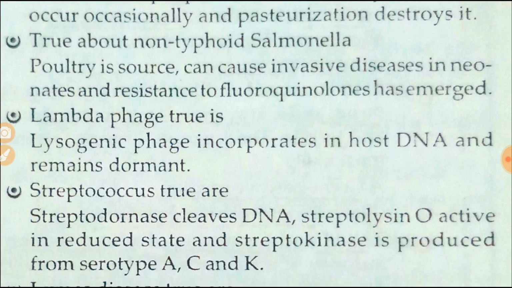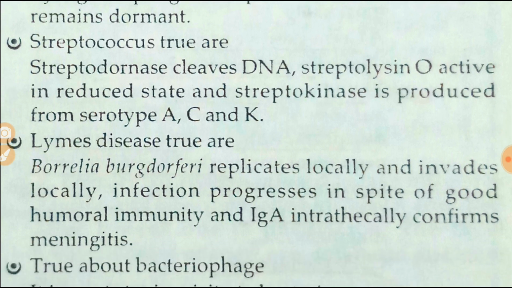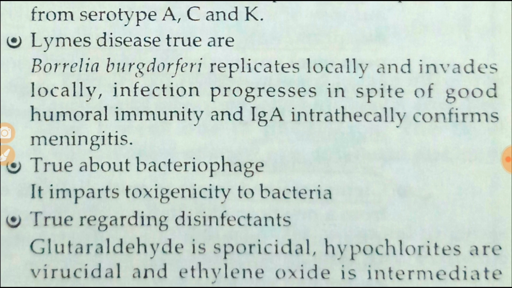Lambda phage: the lysogenic phase is incorporated in host DNA and remains dormant. True about Streptococcus: streptodornase cleaves DNA, streptolysin O is active in the reduced state, and streptokinase is produced from serotypes A, C and G. Lyme disease: Borrelia burgdorferi replicates locally and invades locally, infection progresses in spite of good humoral immunity, and intrathecal IgA confirms meningitis.